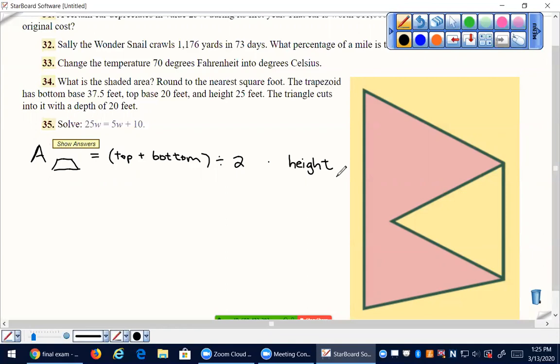So which one is my bottom of the trapezoid? That's the 37.5, right? Which one is the top? It says the top is 20. And which one is the height? That's my 25.